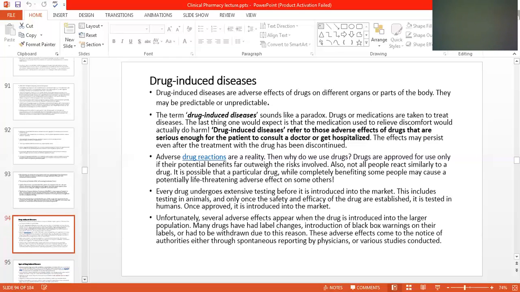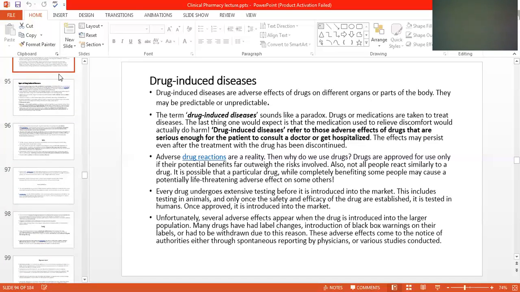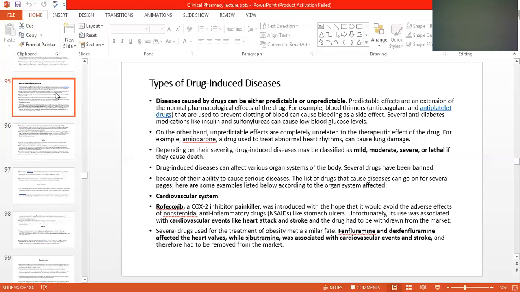So now we understand that a drug is used for treatment purposes, but it also causes certain side effects. Types of drug-induced diseases: you can see that diseases caused by drugs can be either predictable or unpredictable. Predictable effects are an extension of the normal pharmacological action.